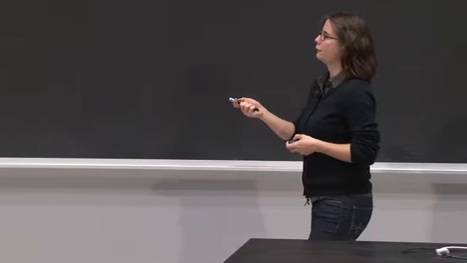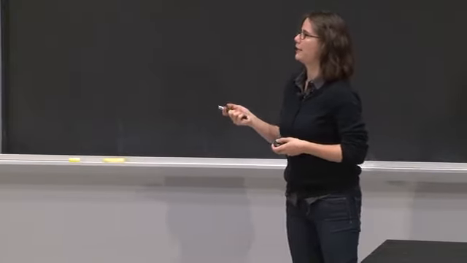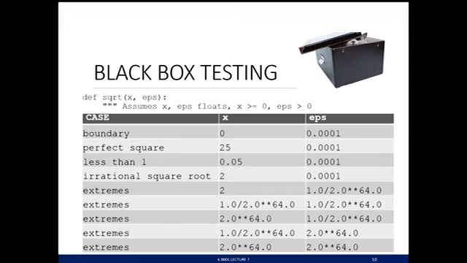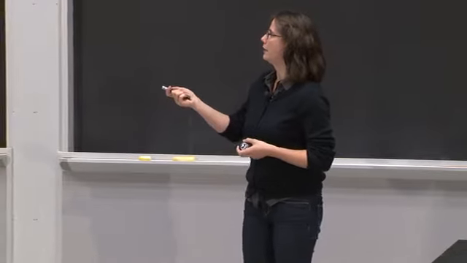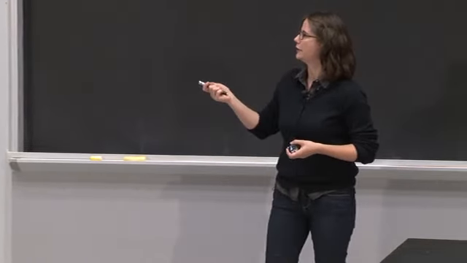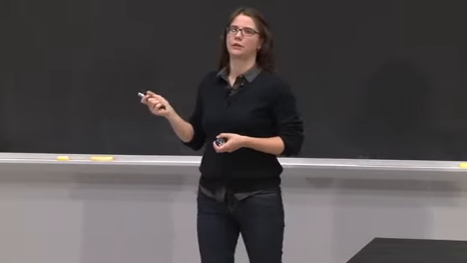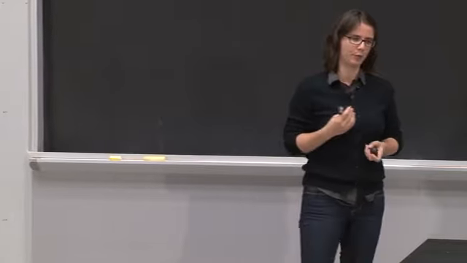So for this particular function, here's a sample set. We check the boundary. We check perfect squares. We can check some number that's less than 1. We can check maybe irrationals. And then you do extreme tests. So when either epsilon is really large or epsilon is really small, or x is really large or x is really small, and all the possible combinations of those.